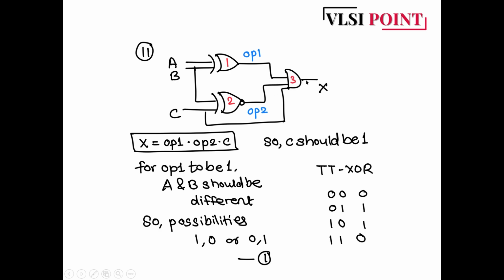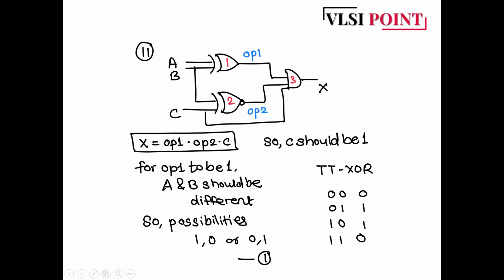If you want OP1 as 1, we know A and B should be different, because this is an XOR gate. We have seen the truth table of the XOR gate. If we have 0 0, it is 0. If it is 1 1, it is 0. We want 1, so A and B should be different. What are the possibilities? If A is 1, B should be 0. If B is 1, A should be 0. Vice versa. So 1 0 or 0 1 are the possibilities for A and B. And we want C to be 1.